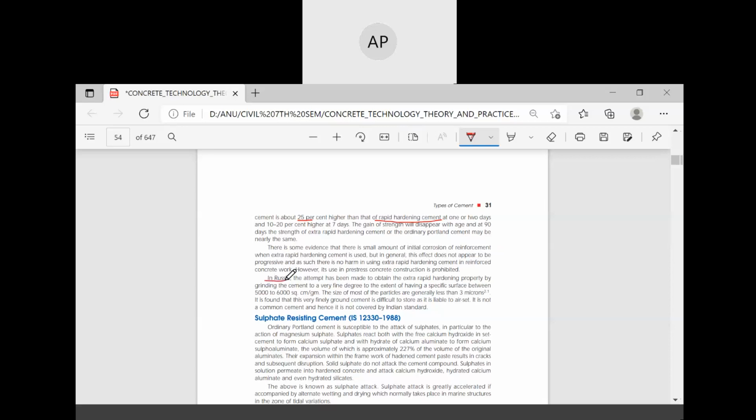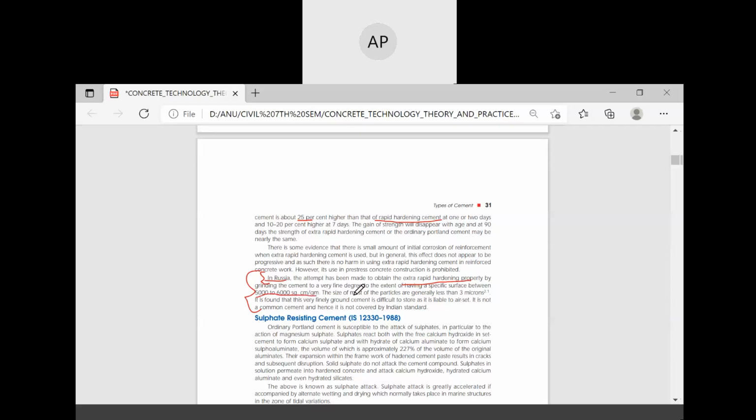In Russia, an attempt has been made to obtain extra rapid hardening by grinding the cement to a very fine degree, to the extent of having a specific surface between 5,000 to 6,000 square centimeter per gram. Russia is a very cold place, isn't it? So in such cold places, we can use extra rapid hardening cement.